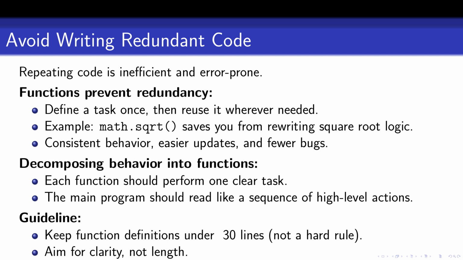For example, rather than rewriting the math for calculating square roots every time, you can call Python's built-in math.sqrt function. Each function should have a single, well-defined purpose, and the main program should read like a high-level summary of those steps. A good rule of thumb is to keep each function under about 30 lines, though clarity is more important than strict length. By encapsulating logic in reusable, consistent units, you simplify maintenance, improve reliability, and make your code easier to extend.